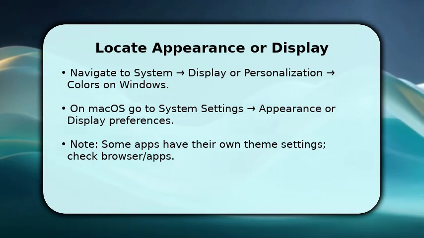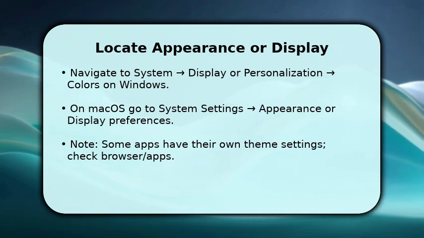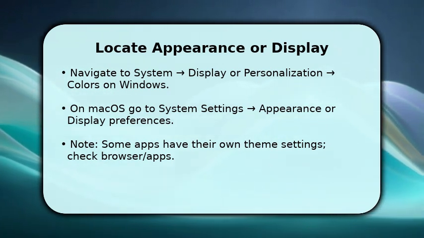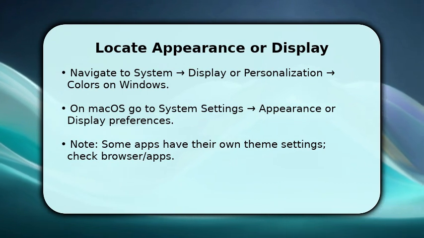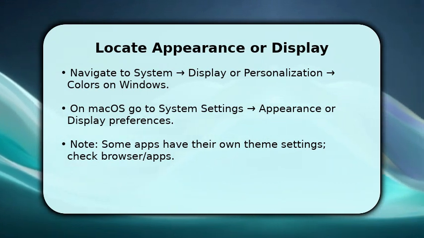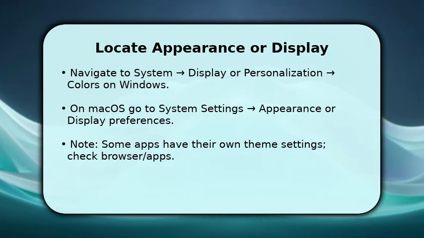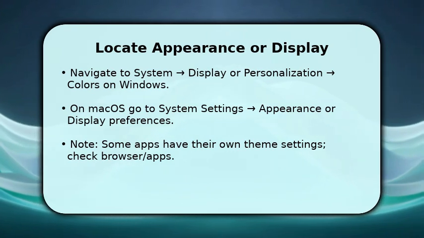You'll see Dark, Light, and sometimes Auto options. Choose Light to disable dark mode, or Auto to follow schedule or sunrise/sunset. Make sure to scroll for per app options because some apps override system theme. If you want an immediate preview, open a File Explorer or browser window to confirm the change.